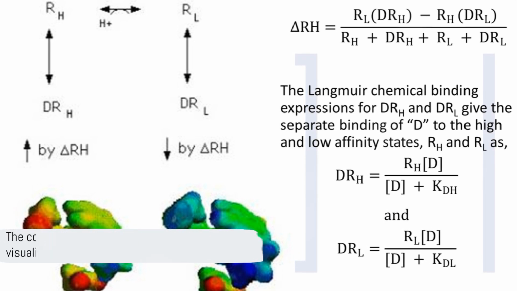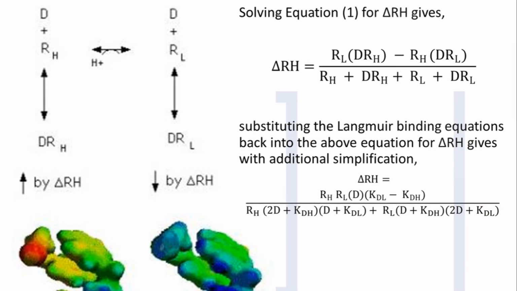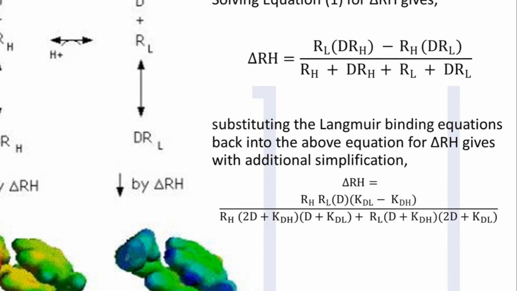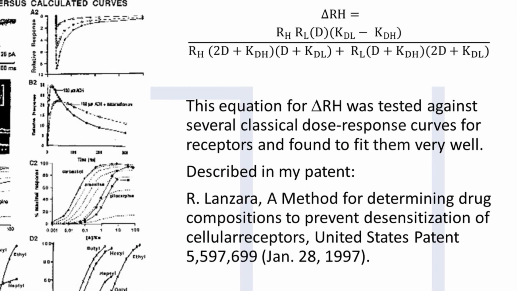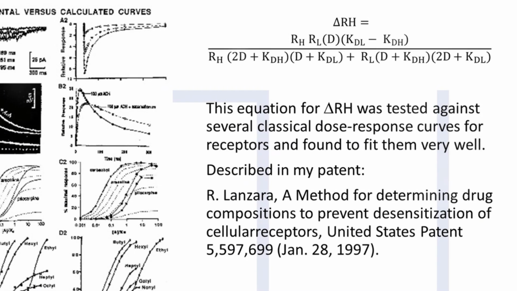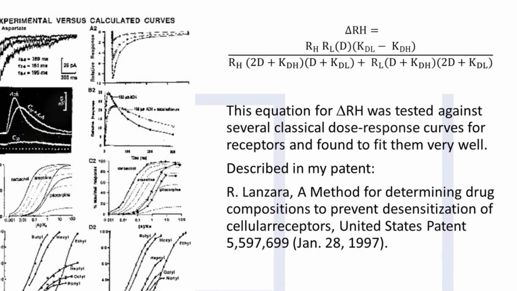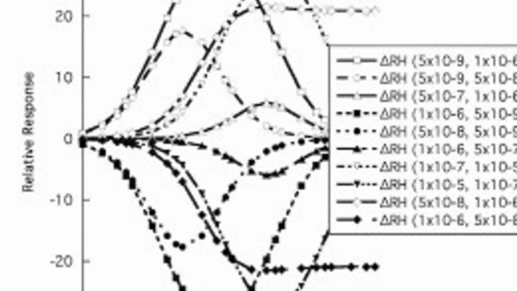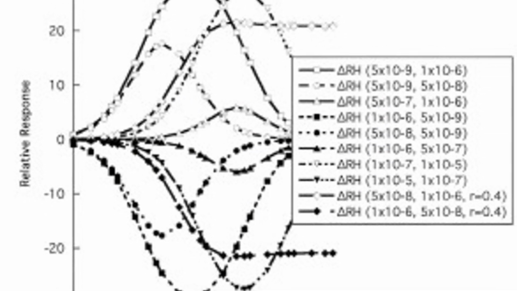To describe this relative binding as chemical binding, we introduce the Langmuir expressions for chemical binding to each receptor state. The Langmuir binding expressions are well-known expressions for describing the binding of one molecule with another. This led to a full expression for delta RH, the net shift. This equation for delta RH, the net shift, was tested against several classical dose-response curves for receptors and found to fit them very well. The net shift parameter appears to directly relate to the efficacy of the molecules. This was a significant and exciting finding. This net shift model describes the full gamut of all possible receptor responses as shown in the figure.